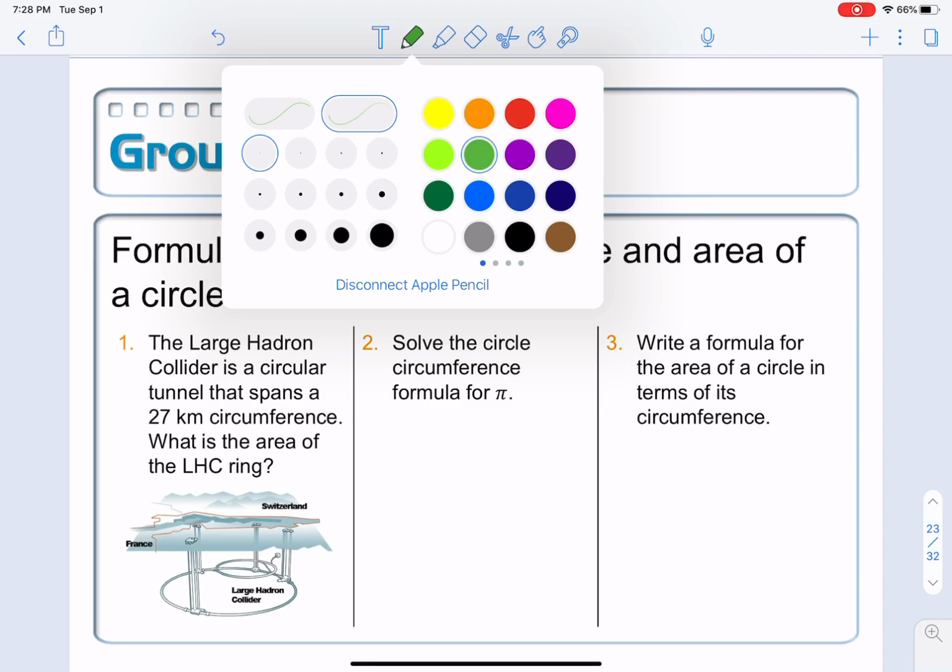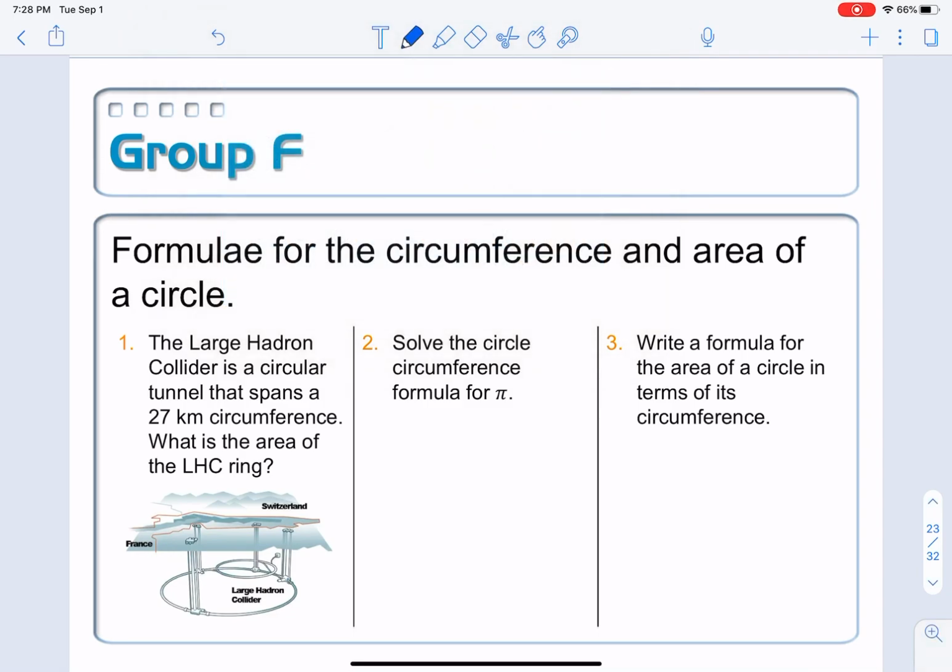So circles, I don't know what you're feeling, but I think I'm feeling blue. Okay, I'm glad that we agree.